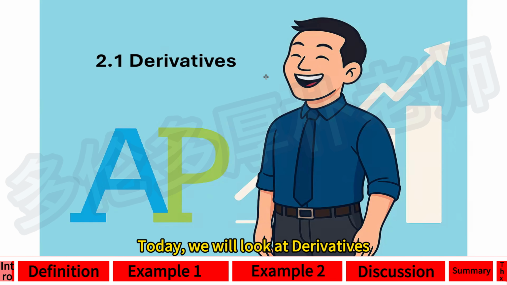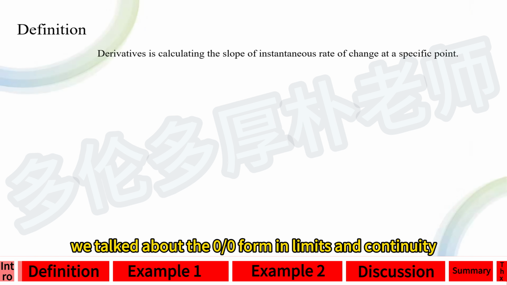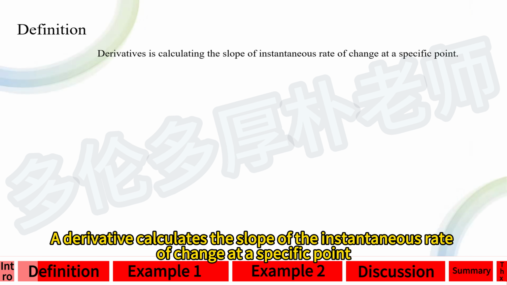Today we will look at derivatives. In Unit 1, we talk about the 0 over 0 form in limits and continuity, which led us to the concept of the derivative. A derivative calculates the slope, the instantaneous rate of change at a specific point.